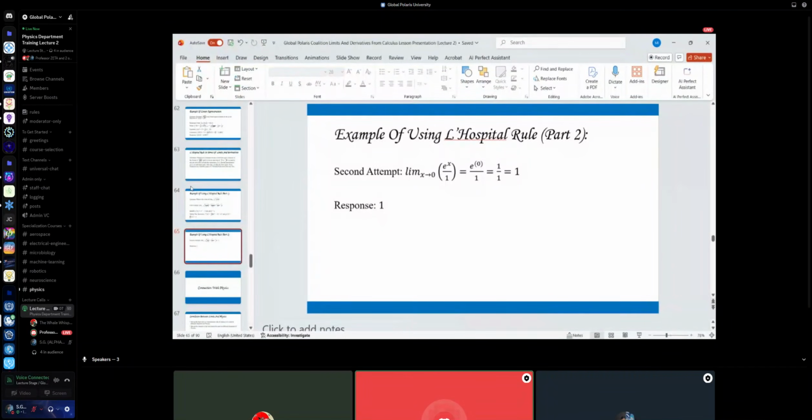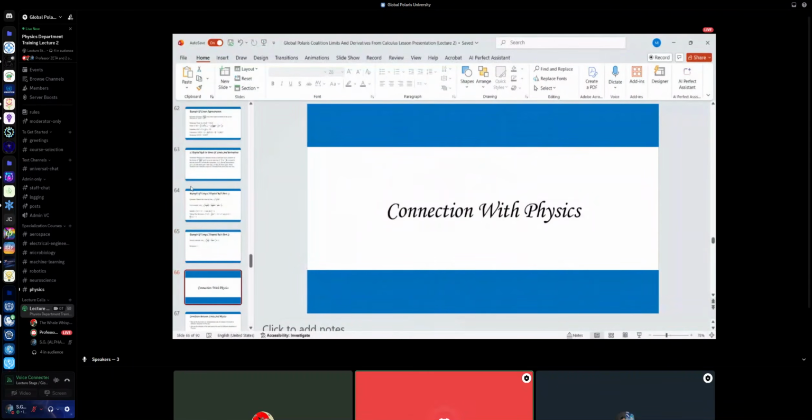So e to the power x over 1, so e to the power 0 over 1. Anything to the power 0 is 1, so 1 divided by 1 is 1. So our answer for this is 1, and we don't need to apply the rule again because we did not get 0 over 0 or infinity over infinity again.